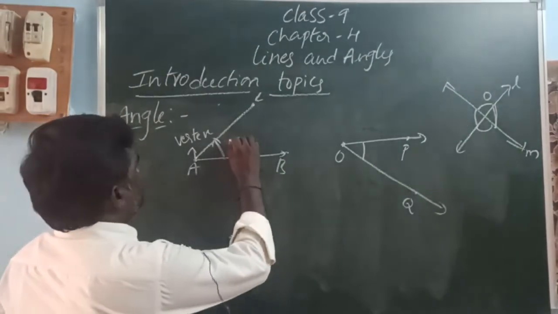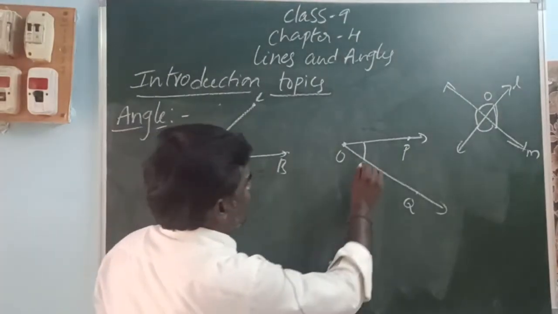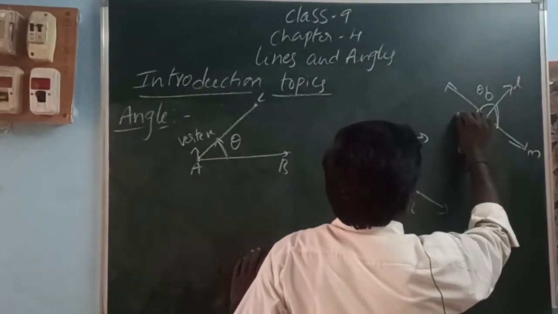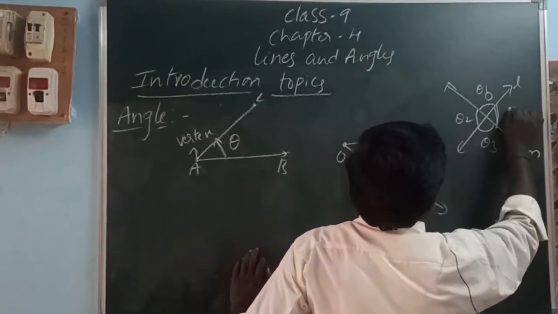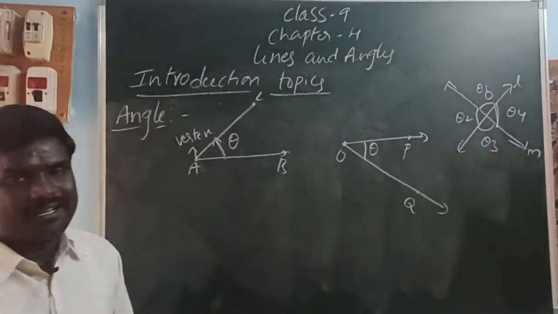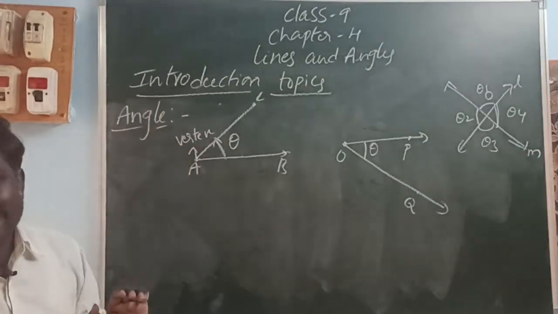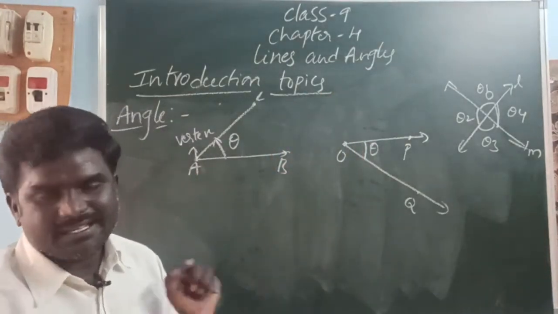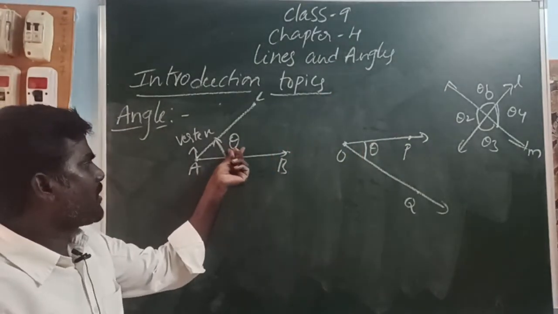The angle is denoted by theta. Here how many angles are formed? Four angles: theta 1, theta 2, theta 3, theta 4. So the amount of rotation of any two line segments, rays, or lines at one common point is called angle. The angle is denoted by theta.